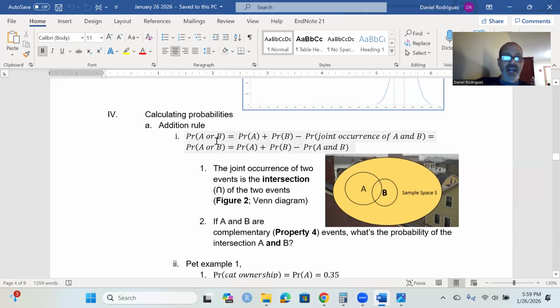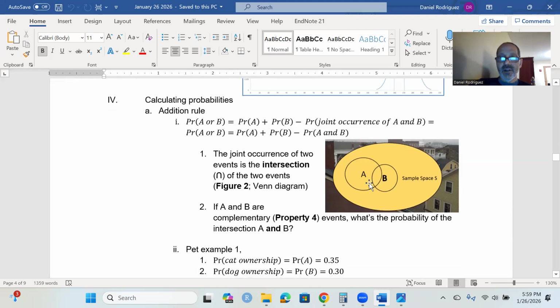So the probability of A or B is the probability of A plus the probability of B minus the probability of their joint occurrence, because that can happen. So the probability of A or B is the probability of A plus the probability of B minus the probability of A and B co-occurring.